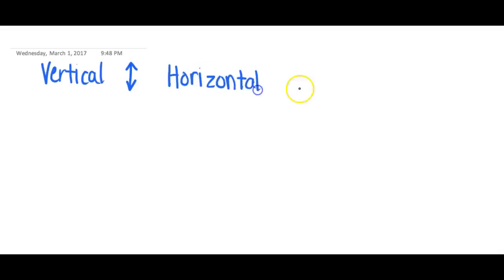We are going to talk today about vertical and horizontal lines. So first of all, let's do a reminder. A vertical line is one that goes up and down. A horizontal line goes from left to right, kind of like the horizon. So there's going to be a little bit of difference when we talk about this in the intercepts.